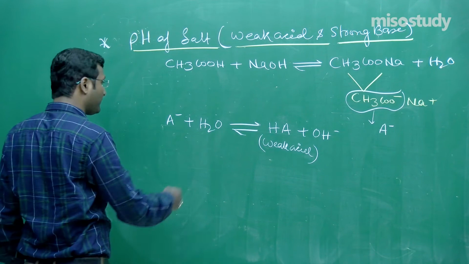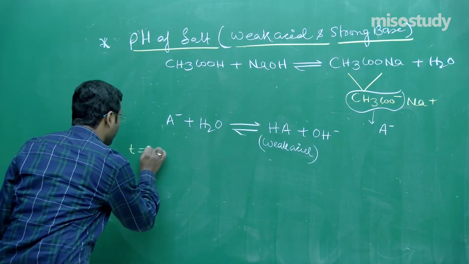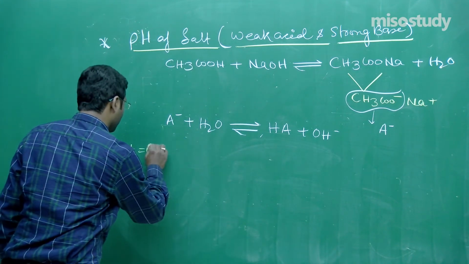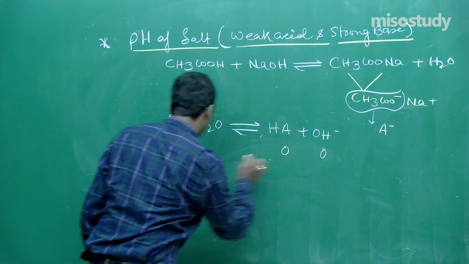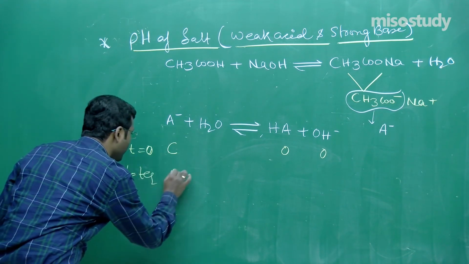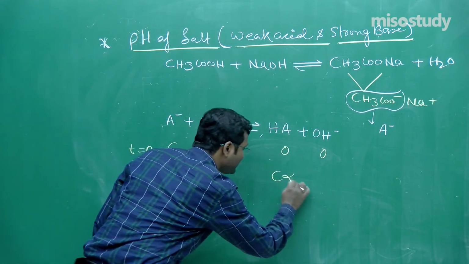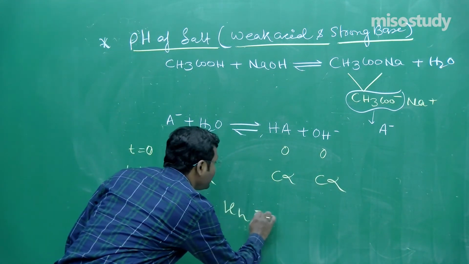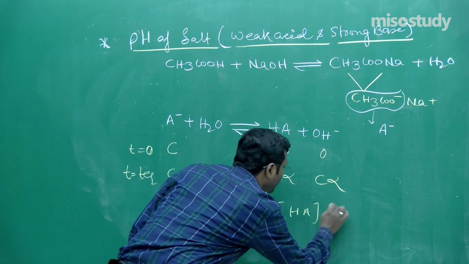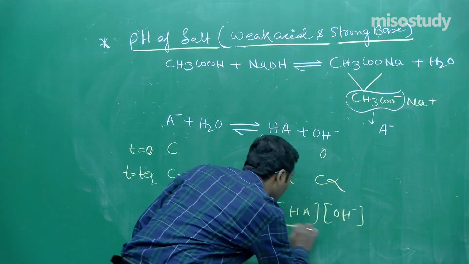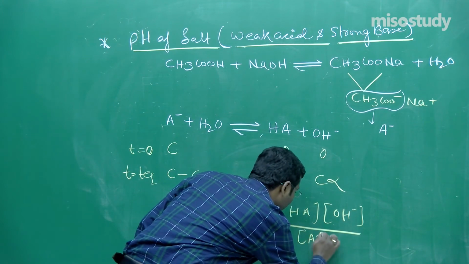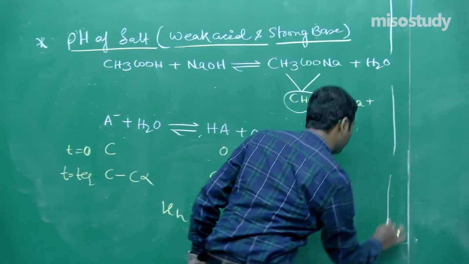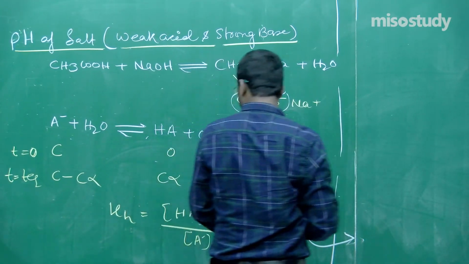Now the same trend: when time t is equal to 0, the concentration is C, 0, 0. When time t is equal to t equilibrium, we can write C minus C alpha, C alpha and C alpha. Okay friend. Now what is the expression for KH? You can easily write it is HA into OH minus upon A minus. Is it visible to you, friend? Now moving to the next part of this expression. It is very simple.